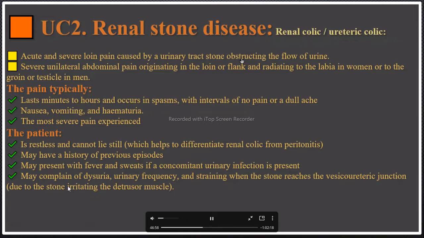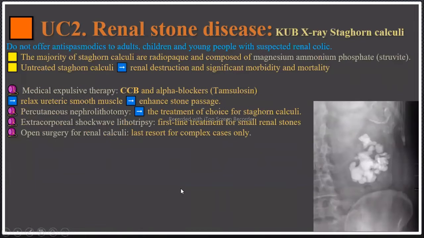With fever, the patient may complain of dysuria and urinary frequency when the stone reaches the vesicoureteric junction, due to the stone irritating the detrusor muscle. So what is the diagnosis here? Renal stone. Staghorn calculus.